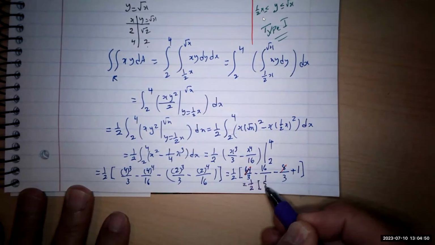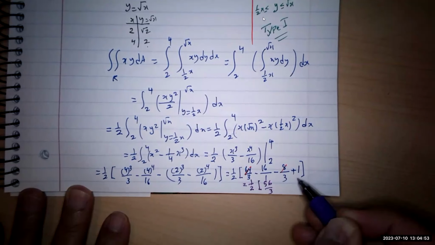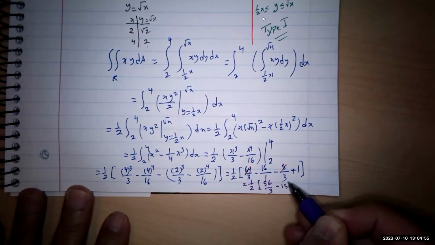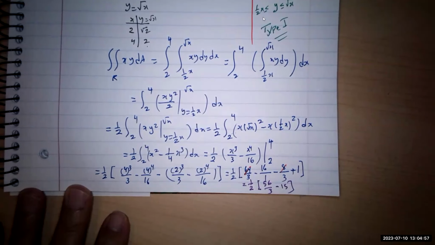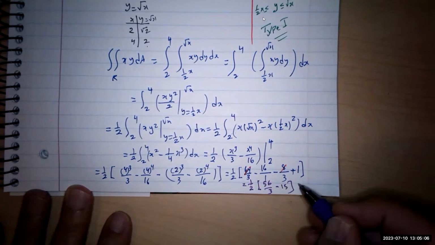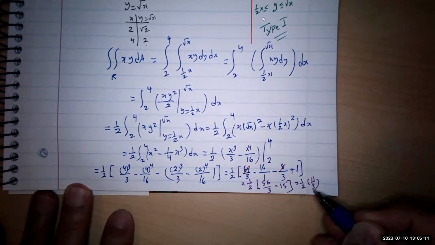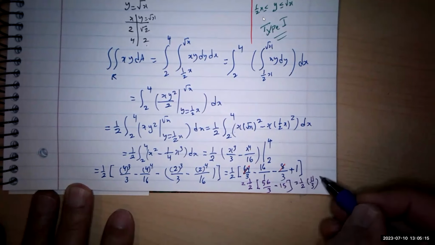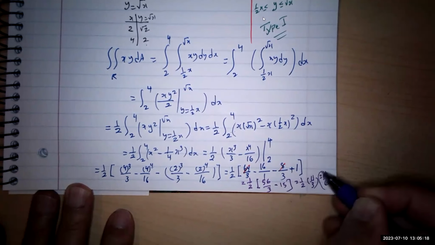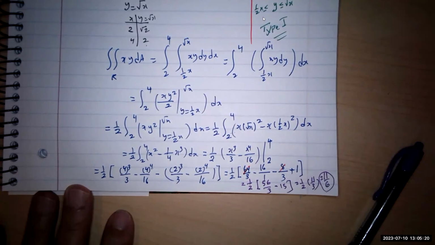Okay, 56 over 3 and the minus 15. Minus 15, 3 times 15 is 45. Okay, 56 minus 45 is 11. So it's going to be 1/2 times 11/3, which is 11/6, the final answer. I think that's fine. Okay, 11/6 should be the final answer of this integral.